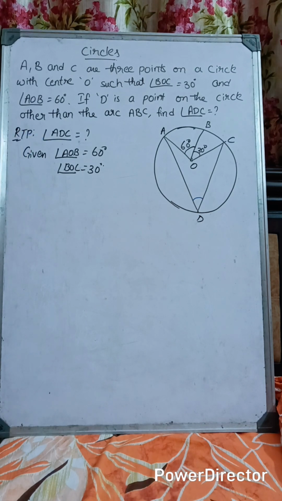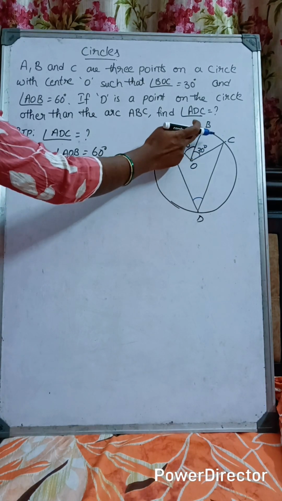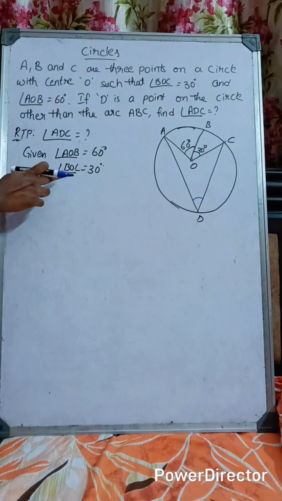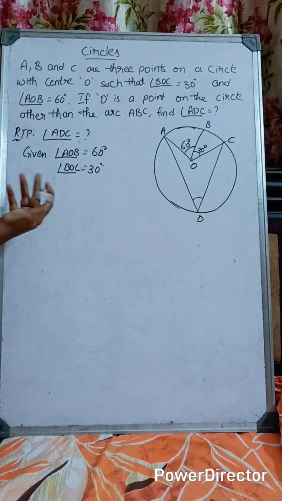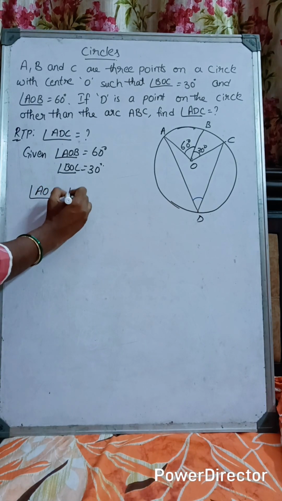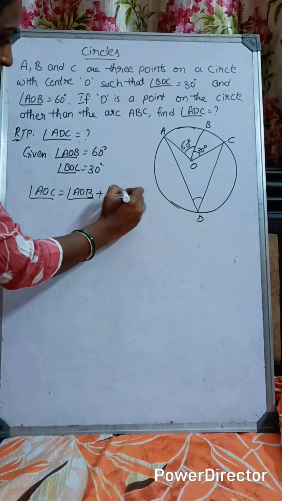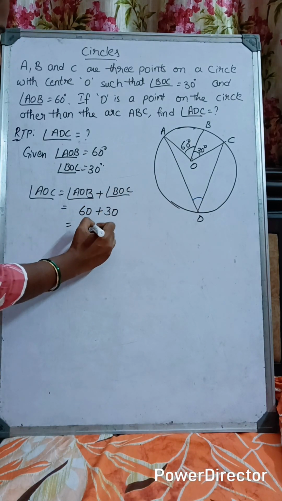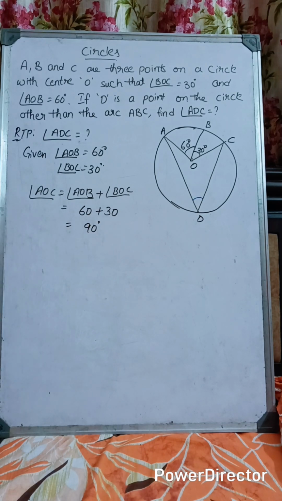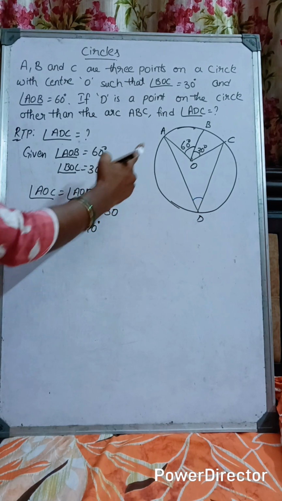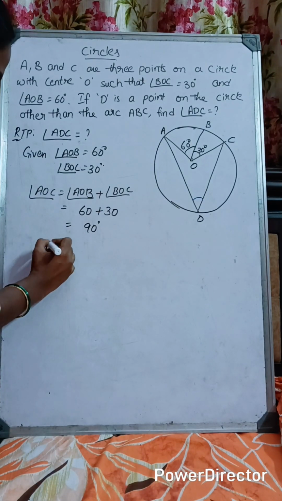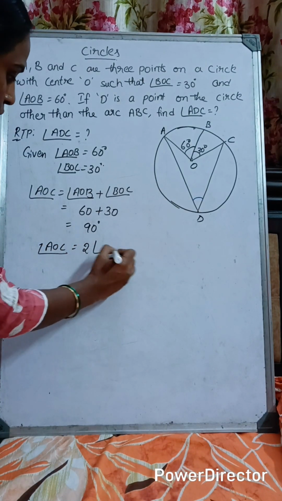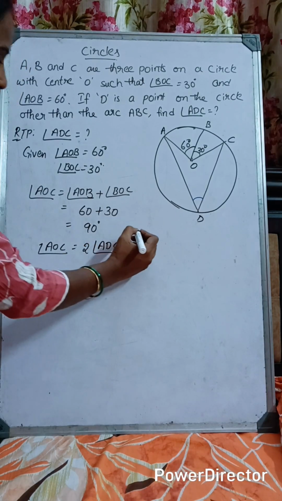Now, how to write the steps? Let's see. Given that angle AOB is 60 degrees and angle BOC is 30 degrees. Now, to find the complete angle AOC, AOC is AOB plus BOC, which is 60 plus 30, that is 90 degrees. Now, AOC is the angle subtended by the arc at the center. That means AOC is equal to 2 times ADC. By which theorem?